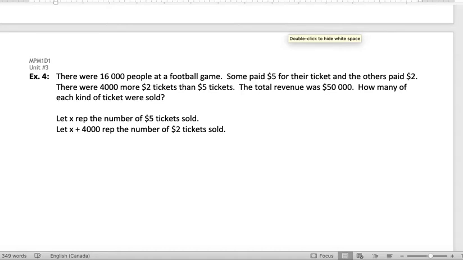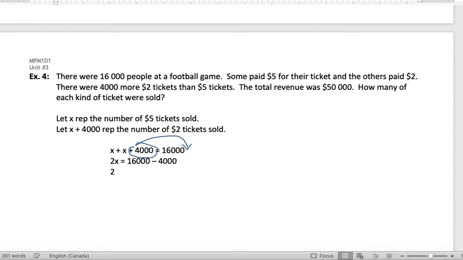So we know the total number is 1,600. So if we add the number of $5 tickets sold plus the number of $2 tickets sold, that should equal 1,600. To solve, start collecting like terms. So 2 x's together is 2x. And then again, like we did in the last example, I am going to send this over to the other side and show that I am subtracting 4,000.